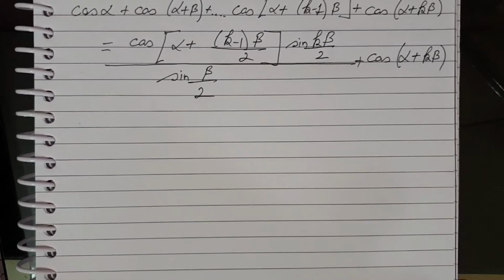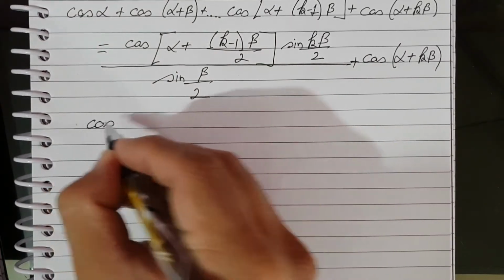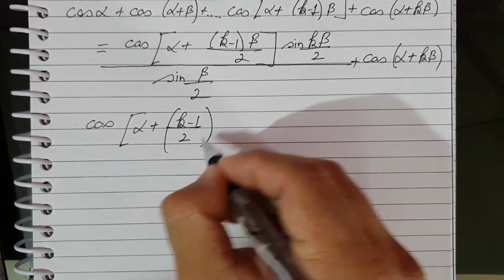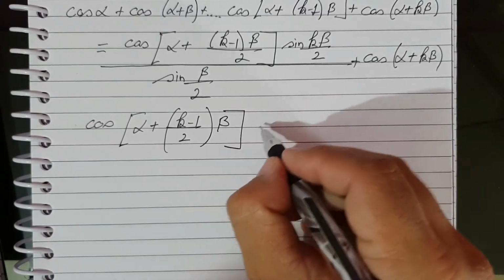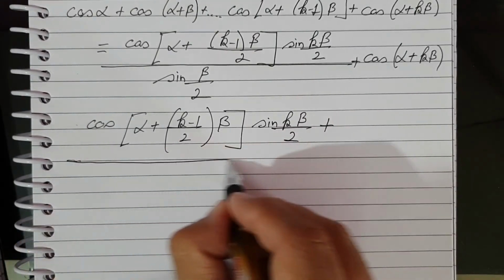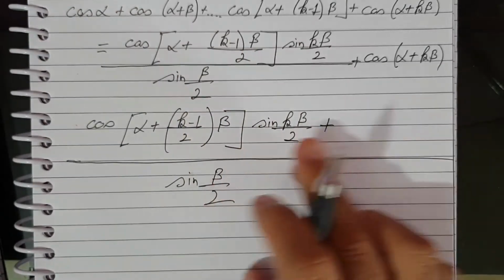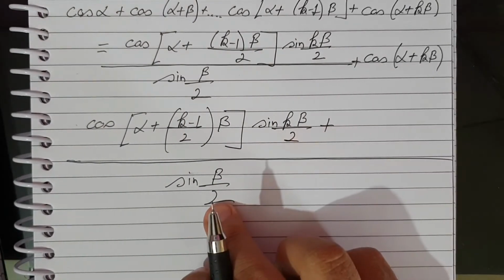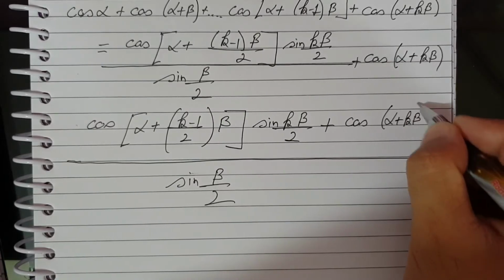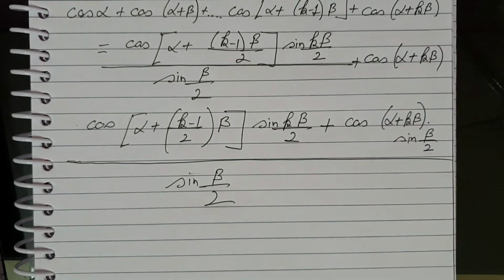Now, solving the RHS, taking the LCM: this will be cos of alpha plus k minus 1 by 2 beta, bracket, sin k beta by 2, plus, because the LCM will be sin beta by 2 only, this thing will remain like this, plus this term times sin beta by 2. So this will be cos of alpha plus k beta into sin beta by 2, all over sin beta by 2.